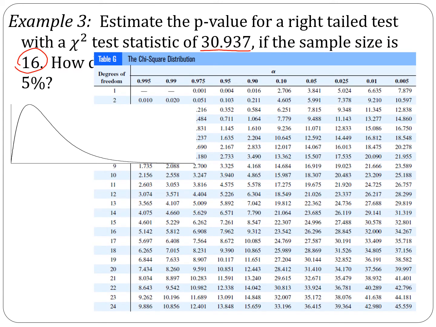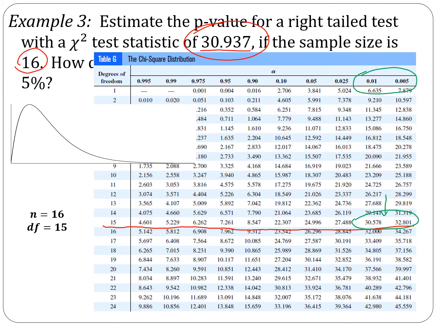So if we look at this table, sample size is 16 means we have 15 degrees of freedom. So we're on this line here. Now if we look at this whole line, it's telling us up here the chi-square value is 30.937. So where would that go on this line? All right, well 30.937 is right in between these two. It's above 30.5, but it's less than 32.8. And that tells us our p-value is in between those two numbers, in between 0.005 and 0.01.